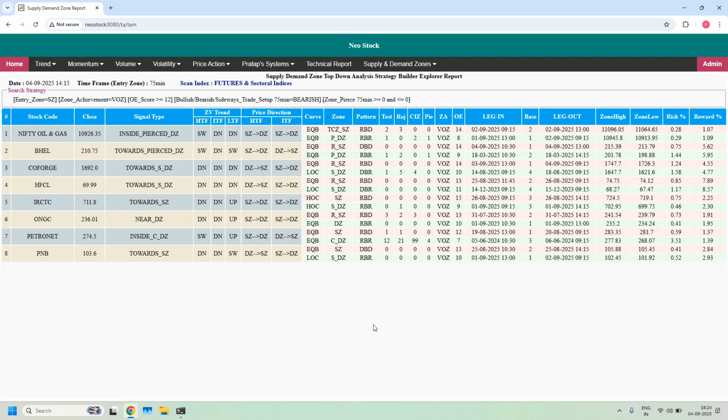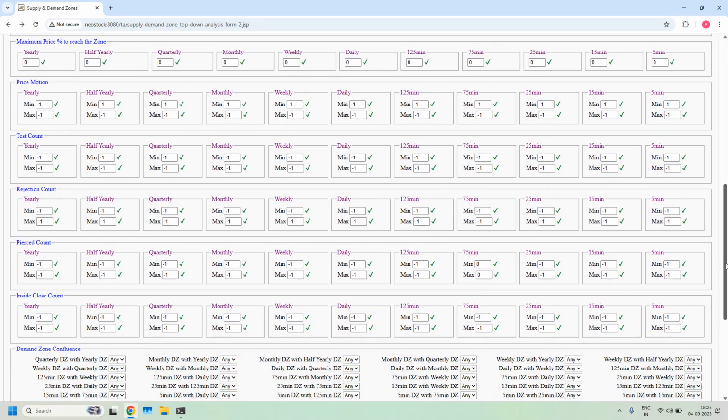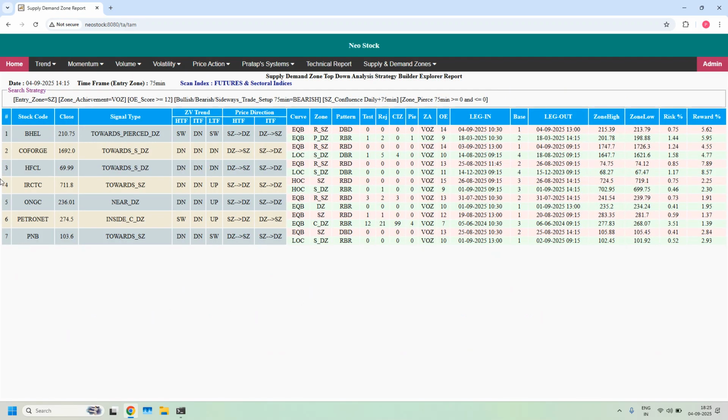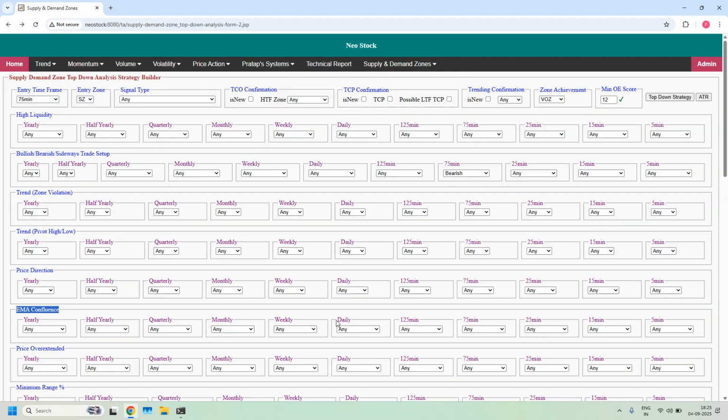Out of these 8 75-minute supply zones, we should identify high probability trade setup 75-minute supply zones based on different zone confluence and EMA confluence strategies learned in lesson 27. So first filter is LTF and ITF supply zone confluence, that is 75 minutes and daily supply zone confluence. By applying the filter, out of 8, 7 are filtered. In all 7, 75-minute supply zones overlapped with daily supply zone, and the daily trend is a downtrend in all the stocks. So we can further filter based on daily supply zone having daily EMA confluence.